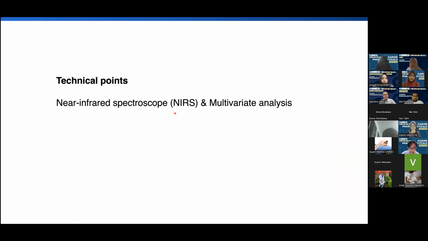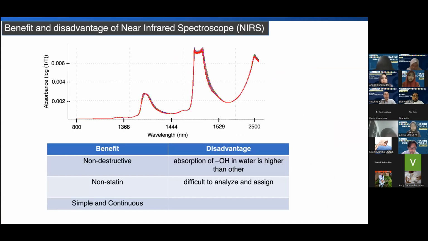So, more introduction on the technical point of using near-infrared spectroscopy. The spectrum is very simple, just one line. The benefits of this method are that it is non-destructive, causes no damage to the cell, and is non-staining, so we don't need fluorescence or anything like that. It is very simple and continuous.